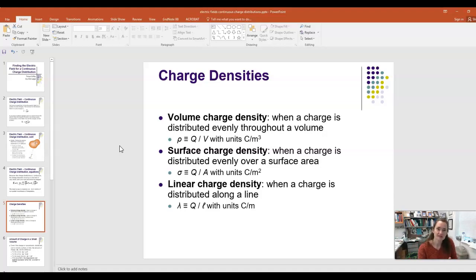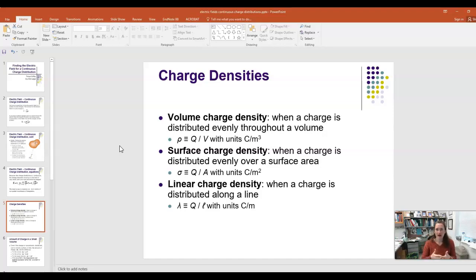So if that's the case, then what you would do is you would find rho, your volume charge density, by taking your total charge. I'll distinguish the total charge from the little elements by calling the total charge big Q and the little elements little q's. So we've got our total charge big Q divided by our total volume, whatever that might be for whatever shape you're looking at. So rho is equal to big Q over big V, and that's our volume charge density, and it would have units of coulombs per cubic meter. That's useful for spheres and cubes and big cylinders and all kinds of shapes.